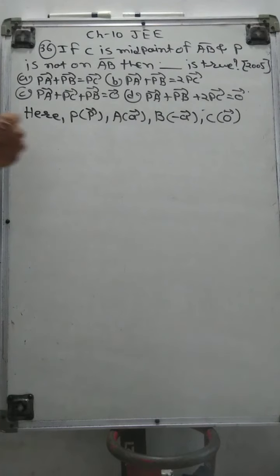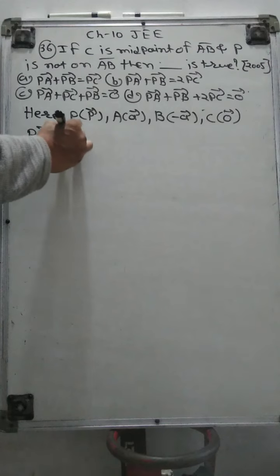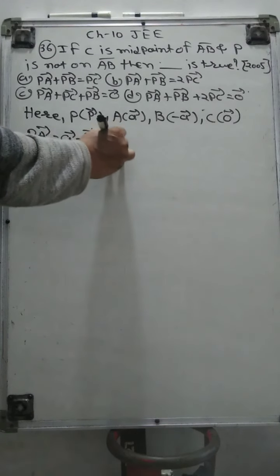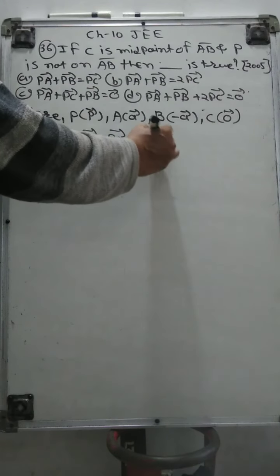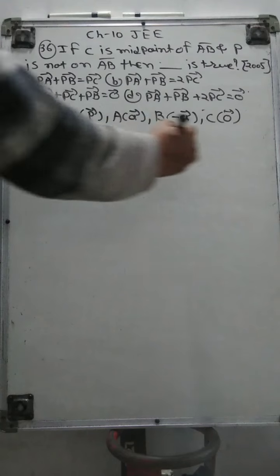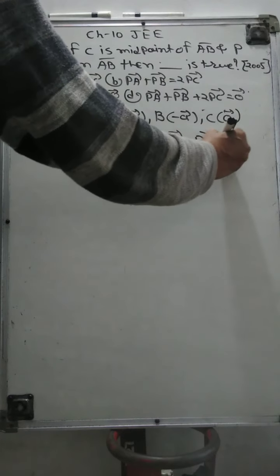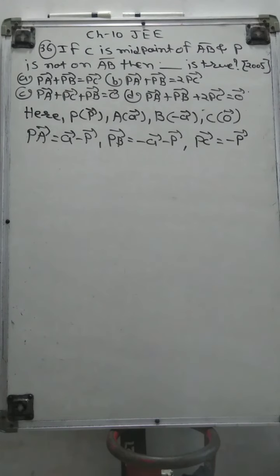Now PA is equal to A bar minus P bar. PB is equal to minus A bar minus P bar. And PC is equal to minus P bar. So these results are obtained.